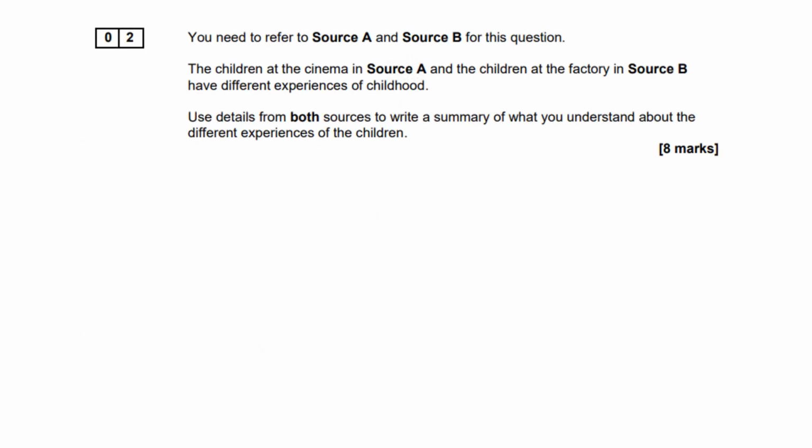Question 2. You need to refer to source A and B for this question. Children at the cinema in source A and the children at the factory in source B have different experiences of childhood. Use details from both sources to write a summary of what you understand about the different experiences of the children. 8 marks.